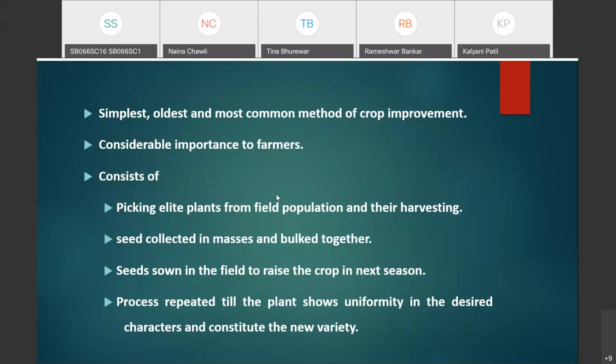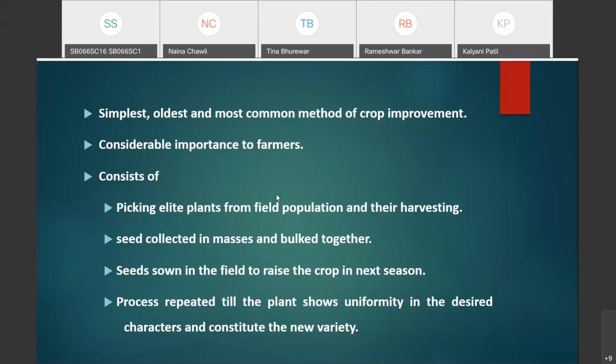And that simple process is called mass selection. Mass selection is the simplest, oldest and most common method of crop improvement. It has considerable importance to farmers who wish to improve their crop but do not have any knowledge regarding the inheritance of characters.